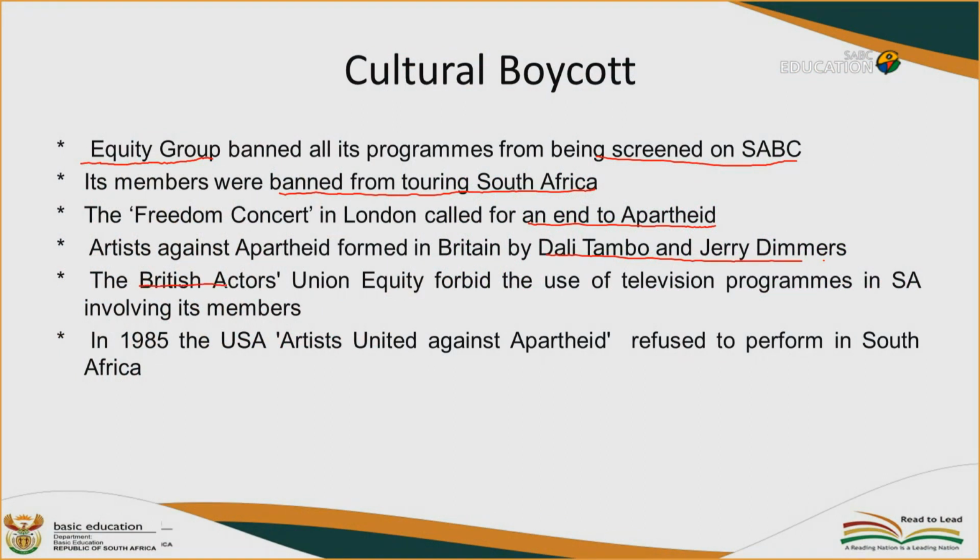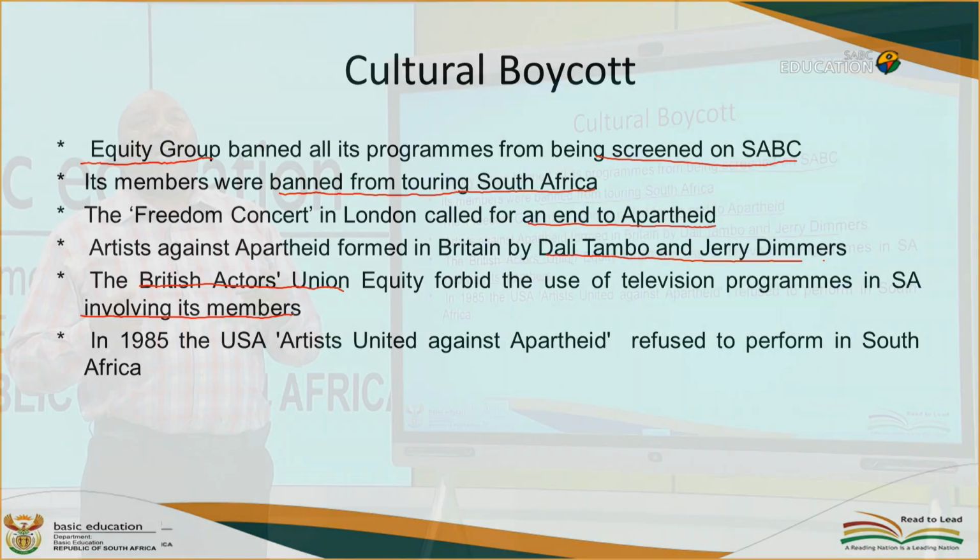British actors, the Actors Union, which was called Equity, forbade the use of television programs in South Africa involving its members. The Union Actors Movement refused to come and act and do performances in South Africa because of the apartheid structure. So this was one of the major boycotts that affected South Africa on issues of sports and on issues of culture.